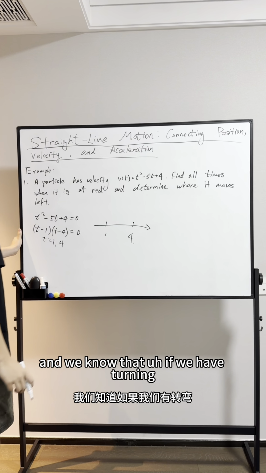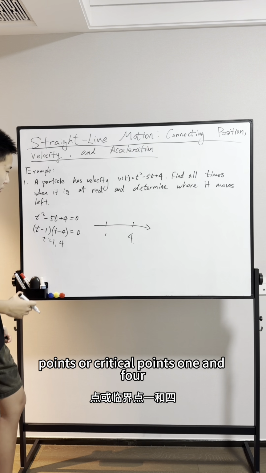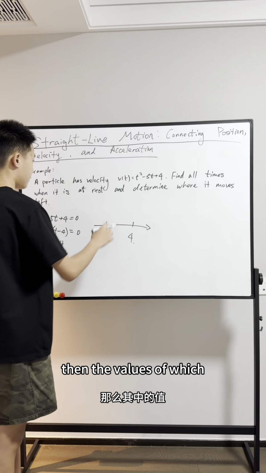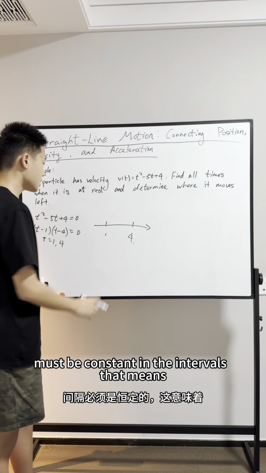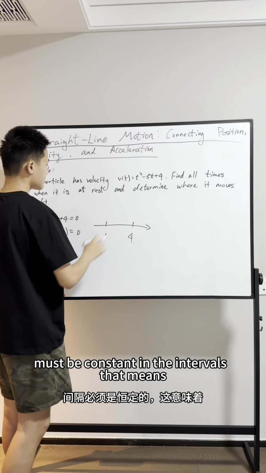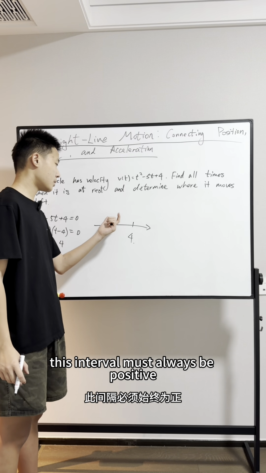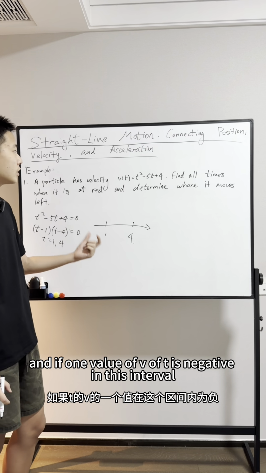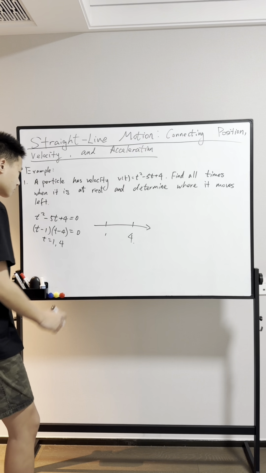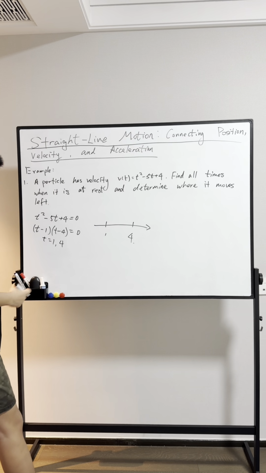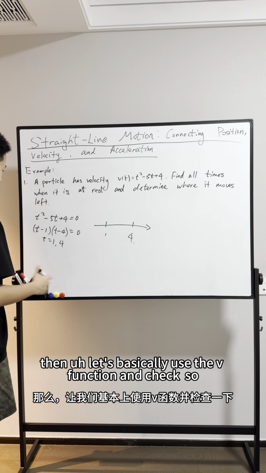We know that if we have turning points or critical points 1 and 4, then whether v(t) is positive or negative must be constant in the intervals. That means if one value of v(t) is positive in an interval, this interval must always be positive. And if one value of v(t) is negative in this interval, then this interval must always be negative. So because of this, let's basically just use the v function and check.